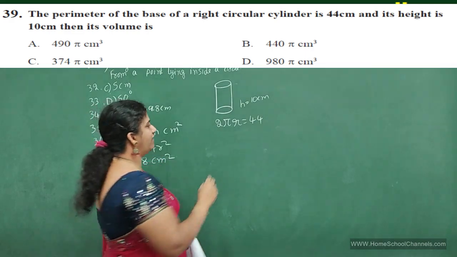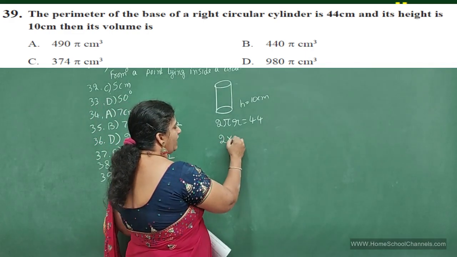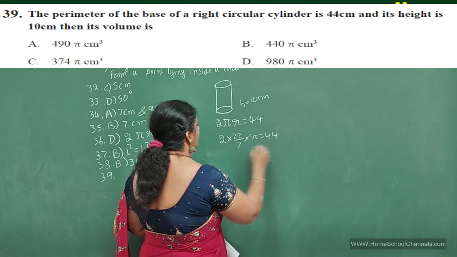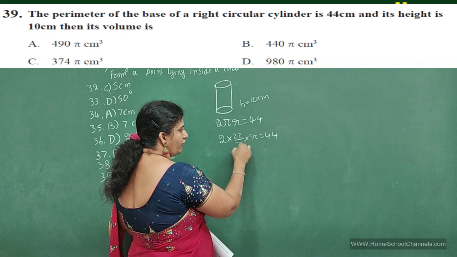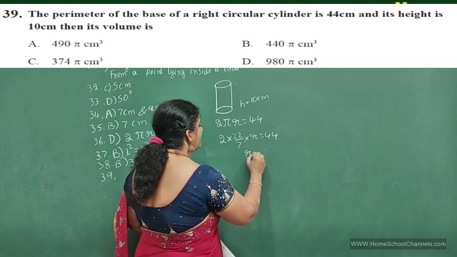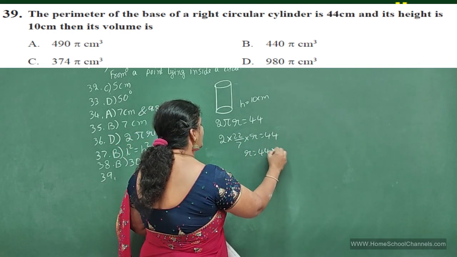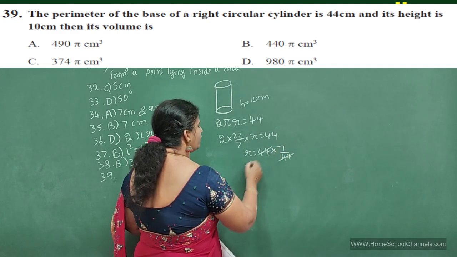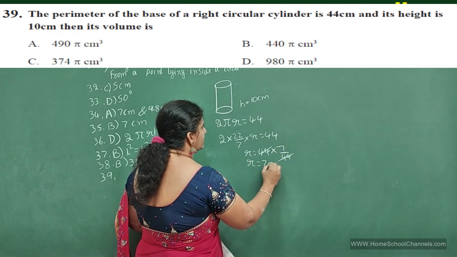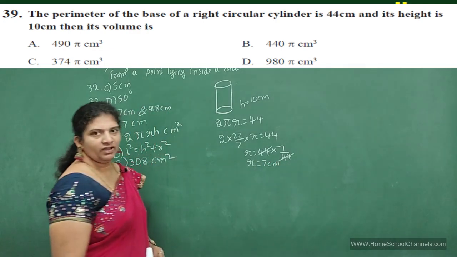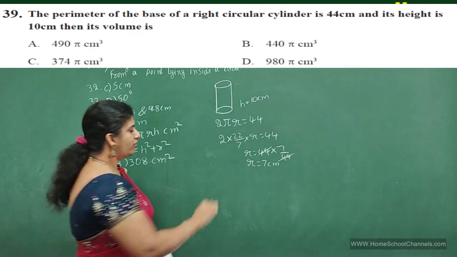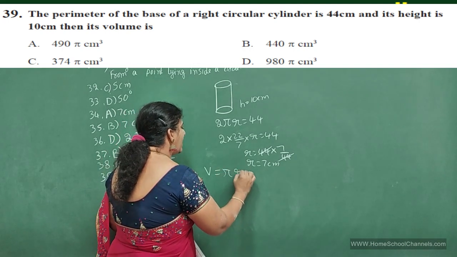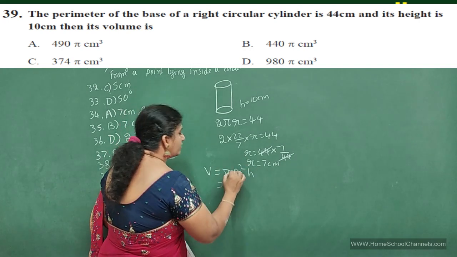First, let us find the r value here. 2 into pi value is 22 by 7 into r is equal to 44. 22 2s are 44 by 7. Send that side. r is equal to 44 into 7 by 44. 44 cancel. r is equal to 7 centimeter. r we know, h you know. Find volume. Volume is equal to pi r square h.